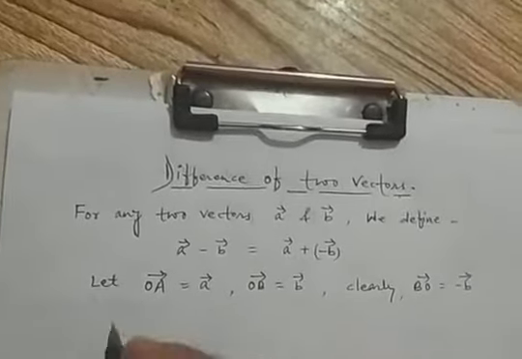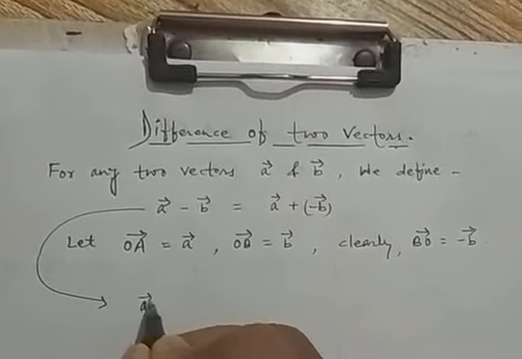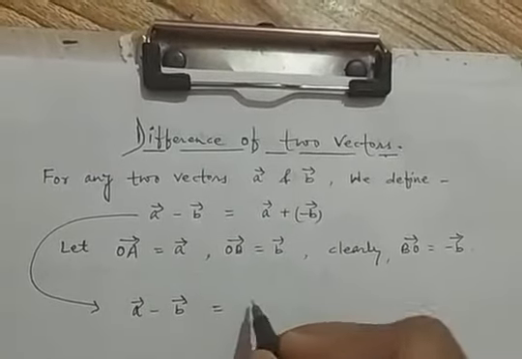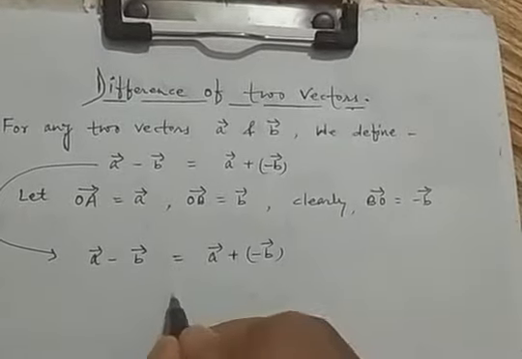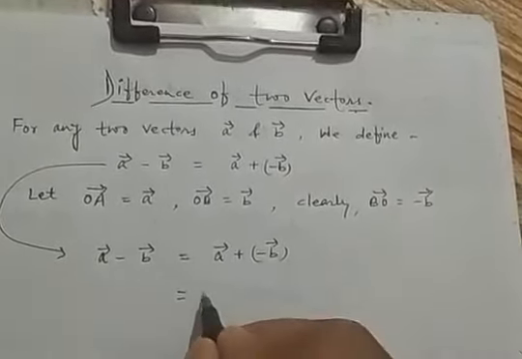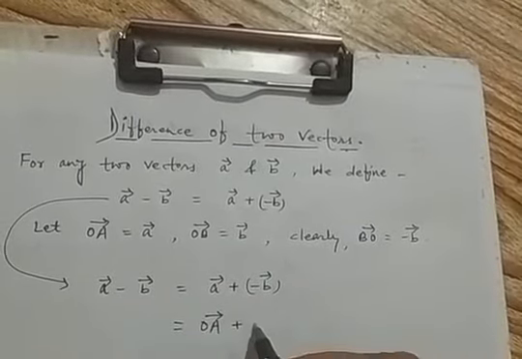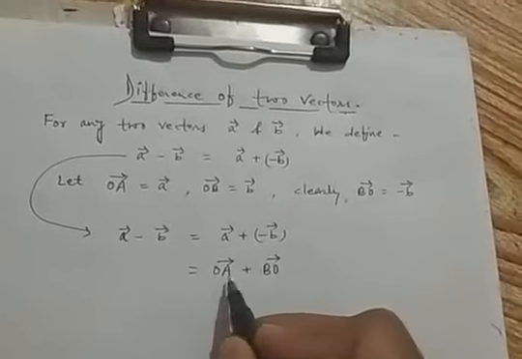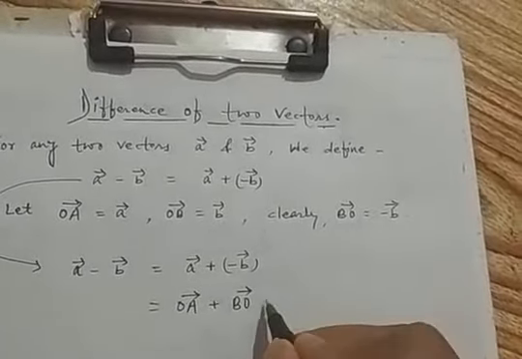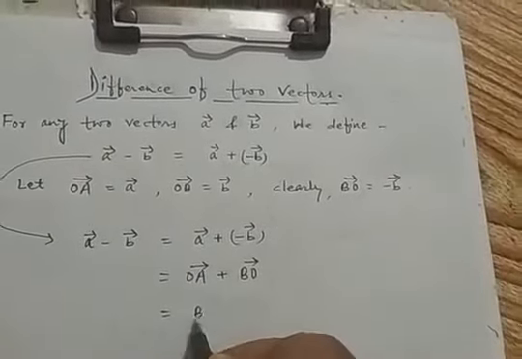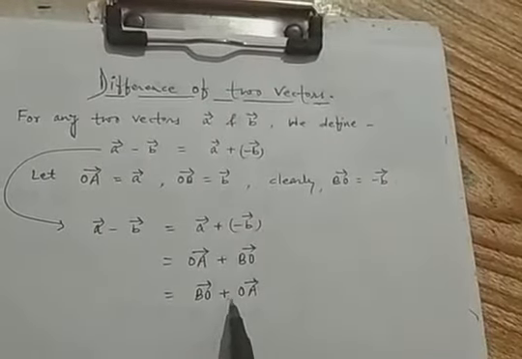Okay, now from here, vector A minus vector B is equal to vector A plus minus vector B. So we can write vector A is equal to vector OA plus vector minus B, which is equal to vector BO. Since addition of two vectors is commutative, we can write it as vector BO plus vector OA. So here BO vector plus OA vector is equal to what?